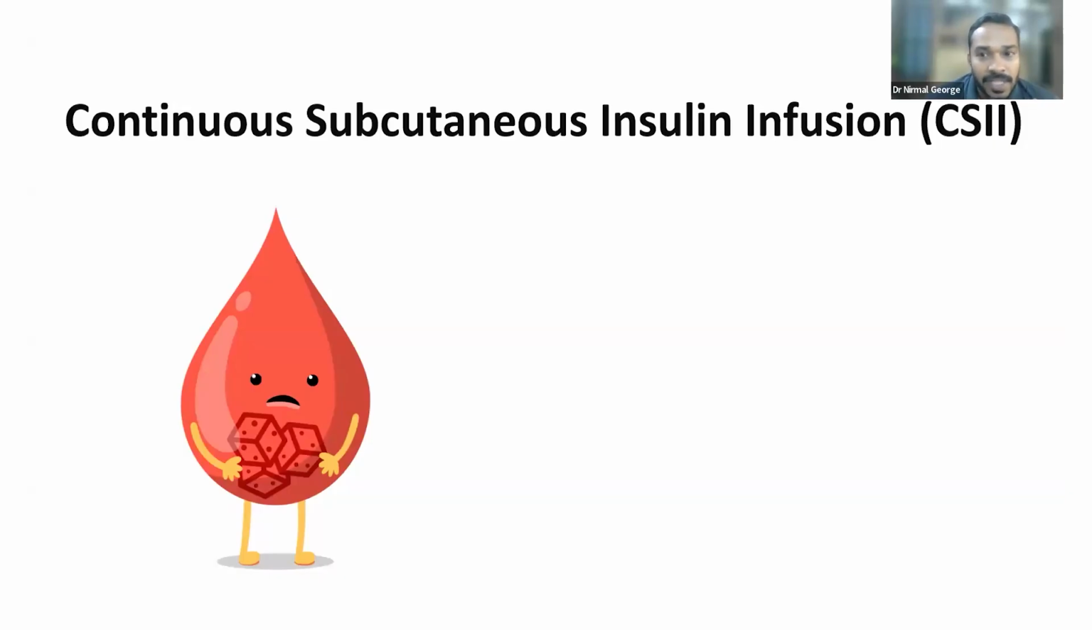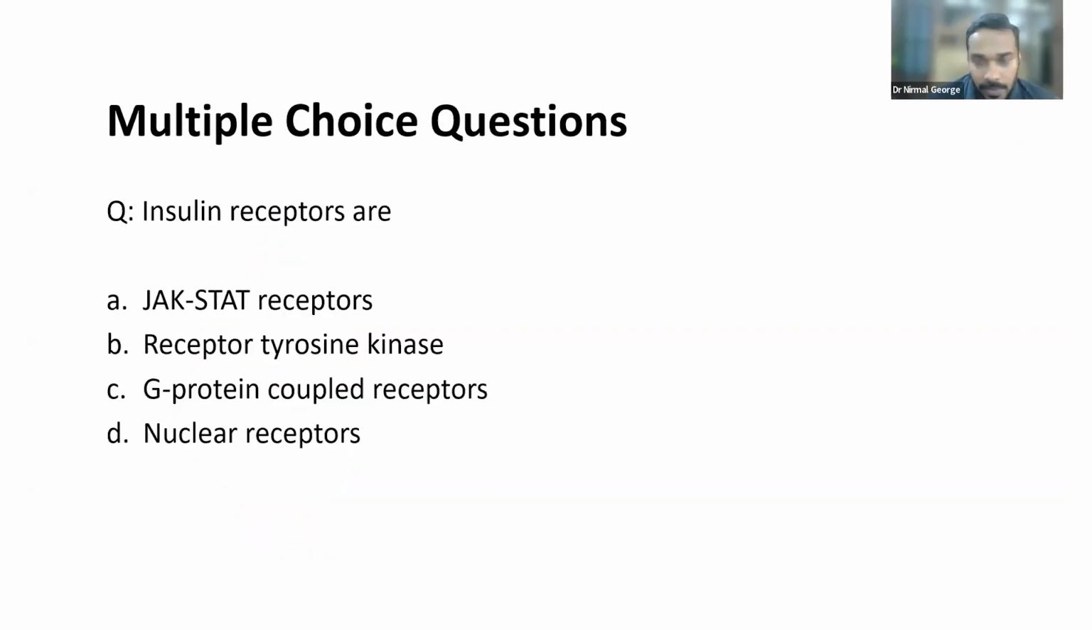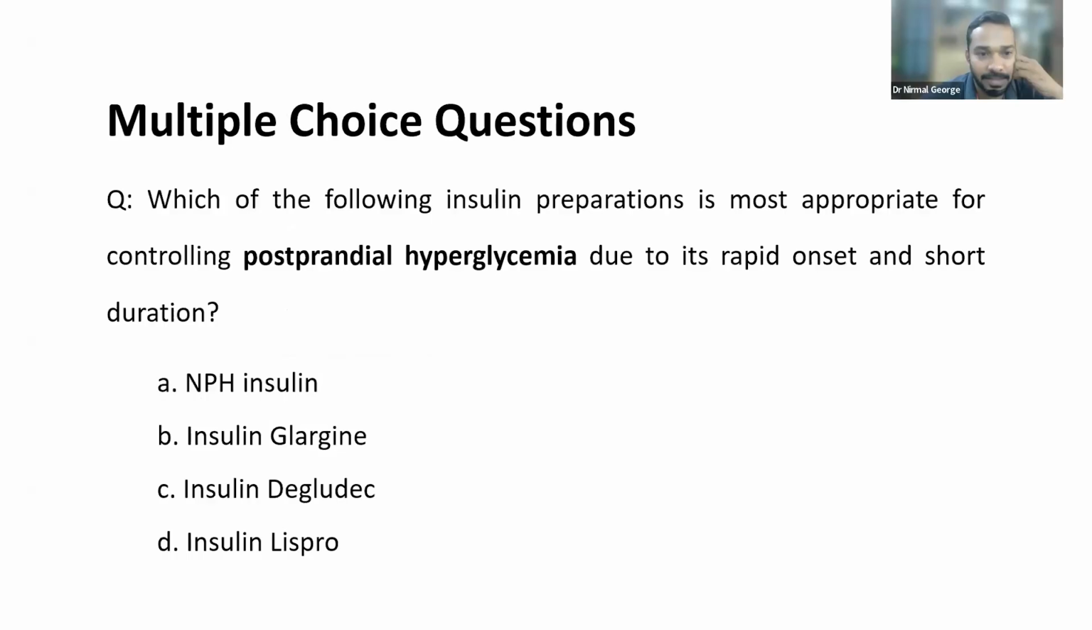So I have a few MCQ questions which I would like you to answer. So shall we go into it? The first question: insulin receptors are: one, JAK-STAT receptor; two, receptor tyrosine kinase; three, G protein coupled receptors; four, nuclear receptors. Yes, insulin receptors are receptor tyrosine kinase. They are not G protein coupled receptors, they are not JAK-STAT receptors or nuclear receptors, they are receptor tyrosine kinase.